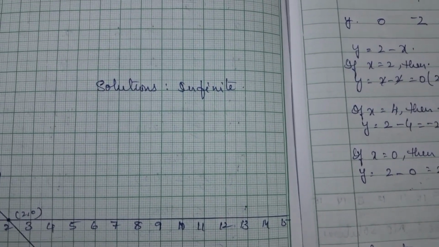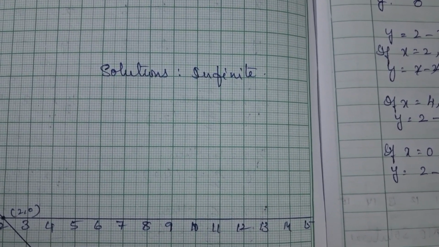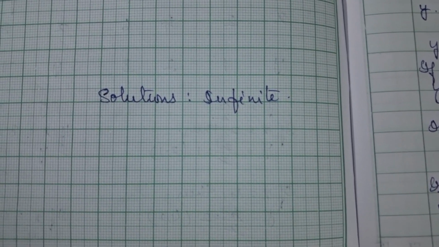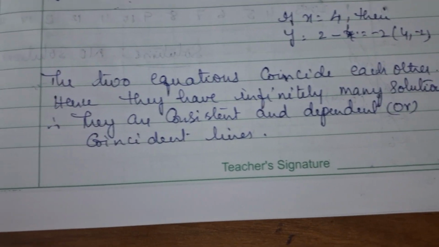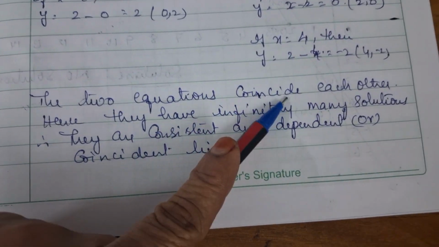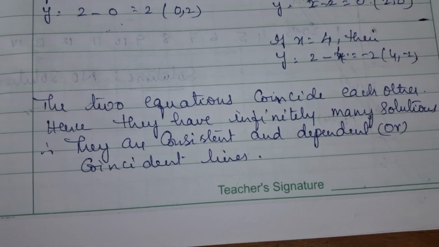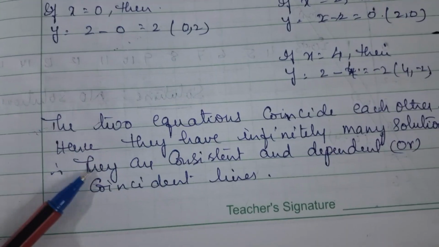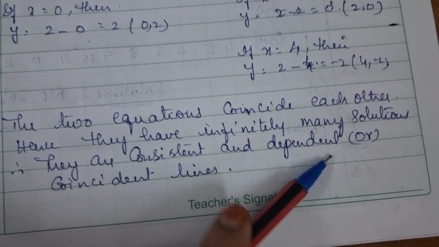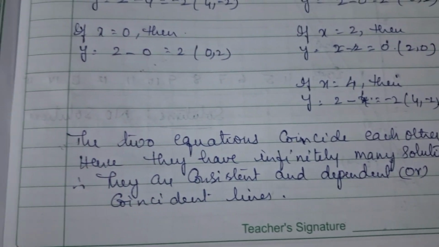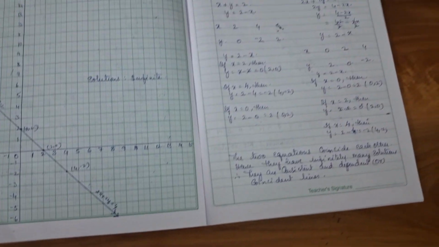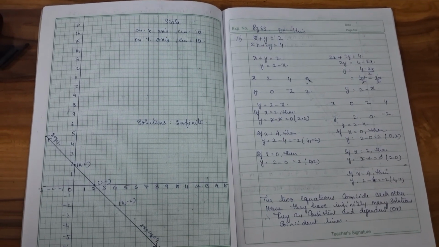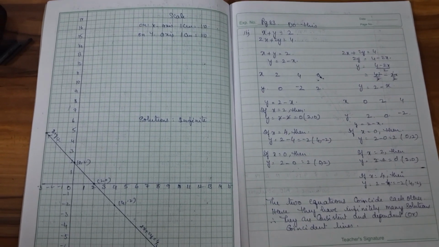Now since both the lines are coinciding, solutions are infinite. So when solutions are infinite, they are consistent and dependent equations. So the solution that I have written here is the two equations coincide each other. Coincide means lie one upon the other, and hence they have infinitely many solutions. So they are consistent and dependent or coincident lines. This is the second problem, children. So when you do it, you will be getting it in this way. This is the problem you will be getting, children.